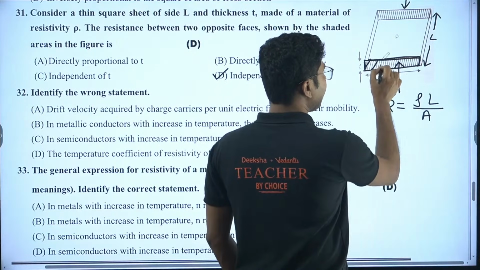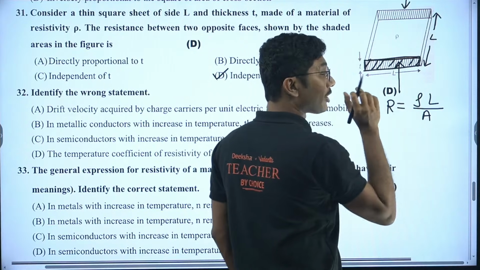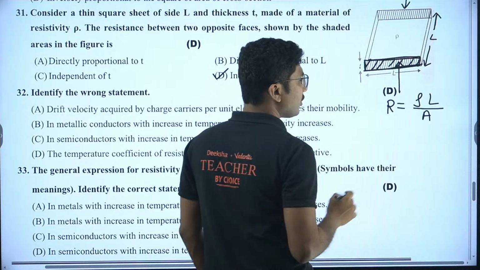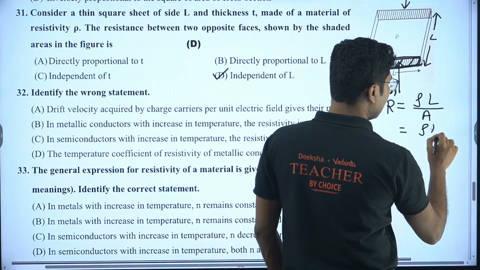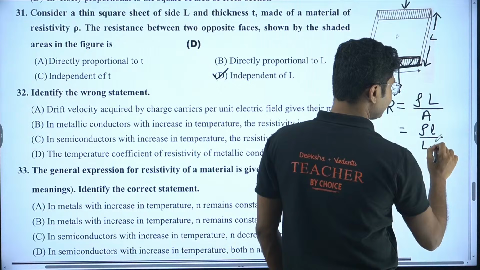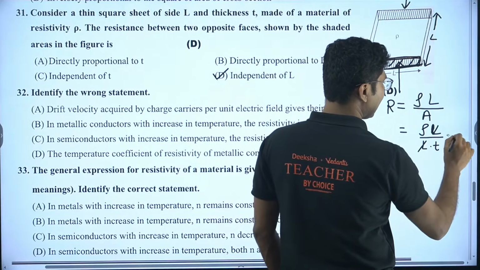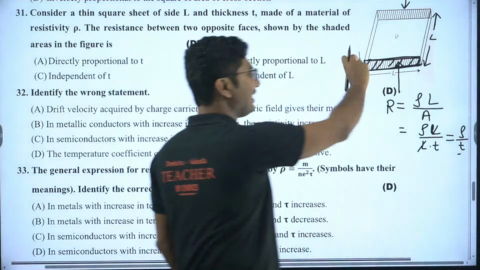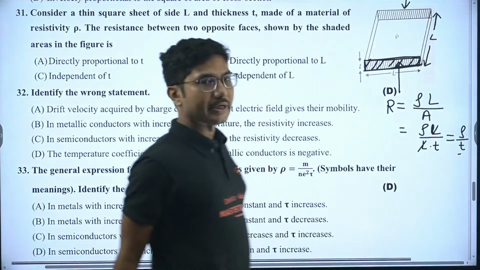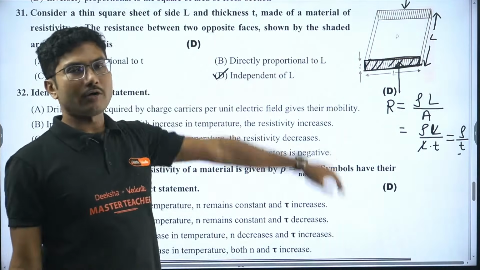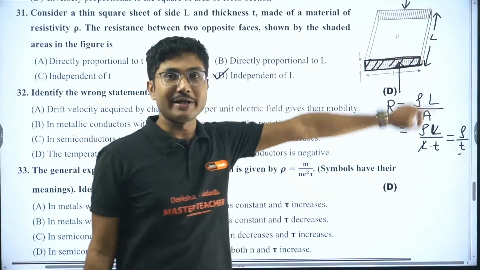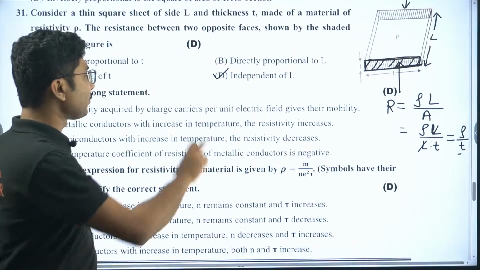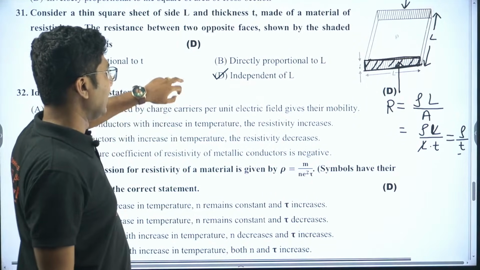What is the area of cross section? It is not a square, it's a rectangle of length L and width T. So the area will be L into T, and resistance is rho L by L into T. L will cancel and you get rho upon T. So resistance is inversely proportional to the thickness T, but it is independent of the length if it is a square sheet. This is only valid when this is a square sheet and the lengths cancel. That's why it is independent of length L.